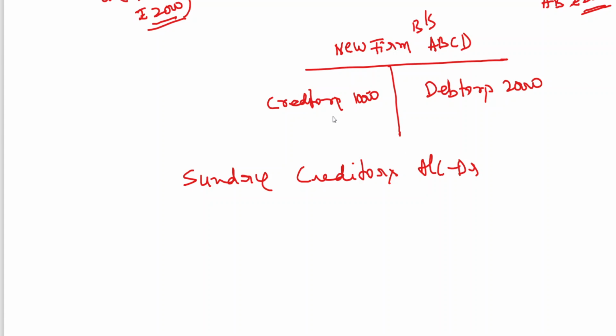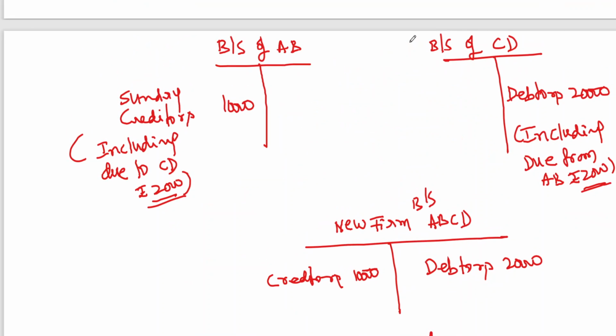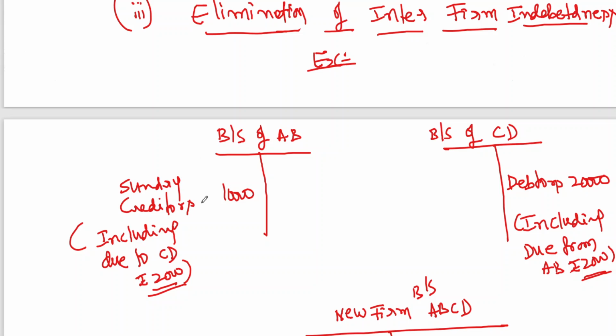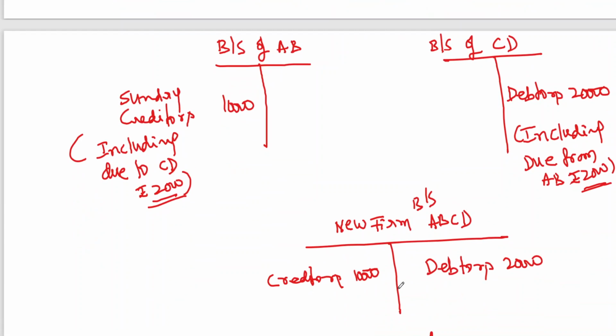Here I have just taken an example. Creditors may include CD creditors also, but I have explained to you how to eliminate the mutual owings. Sundry creditors including due to CD 2,000, debtors including due from AB. Why should AB give to CD? Why should CD receive? When both of them become common friends, you can avoid it, because it becomes asset and liability of the same firm. So this is what is called elimination of inter-firm indebtedness.